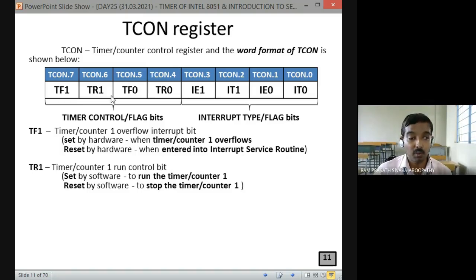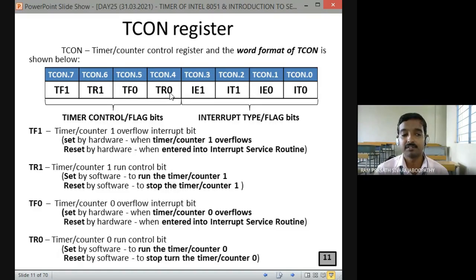So TR1 and TR0 are timer control bits. These two bits are flag bits. Whenever an overflow occurs, at that point of time, these two bits are going to indicate it. That's why we call them timer overflow bit 1 and timer overflow bit 0. These two bits are for timer 1 control and these two bits are for timer 0 control. Is it clear to everyone?